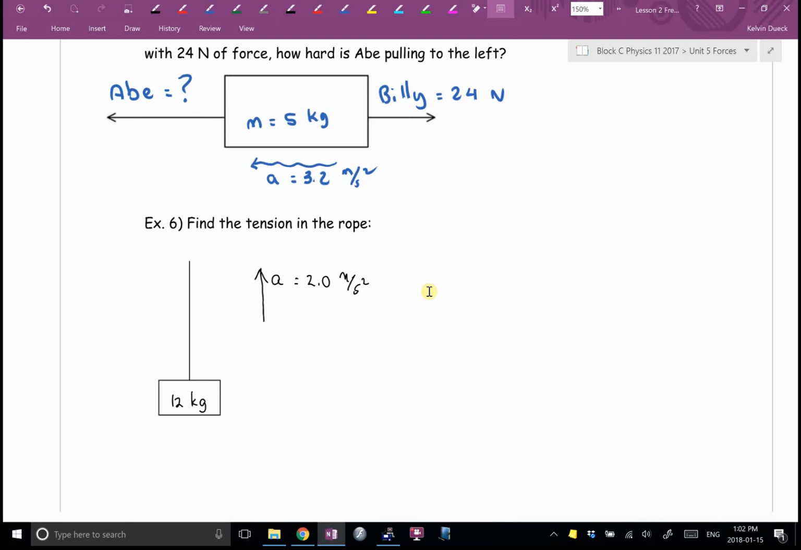Joel, what does example 6 want me to find? Find the tension. You know what this is a job for, Joel? This is a job for a free body diagram. Let's represent the mass with a dot right there. What are the forces acting on this 12 kilogram mass, Joel? Get the obvious one.